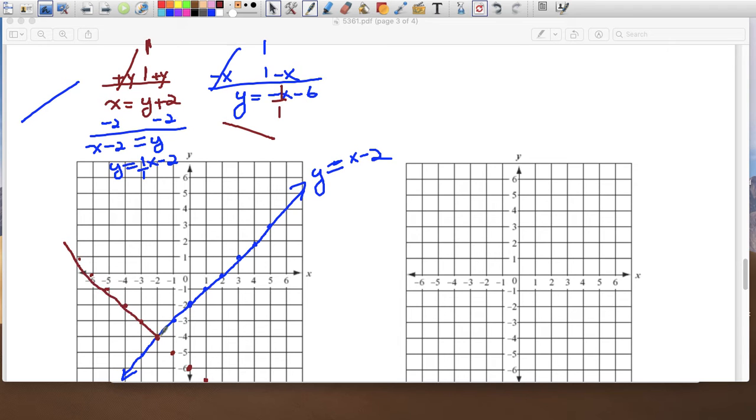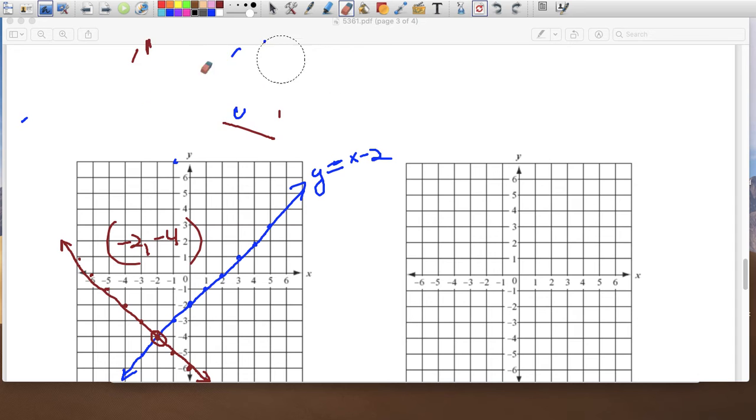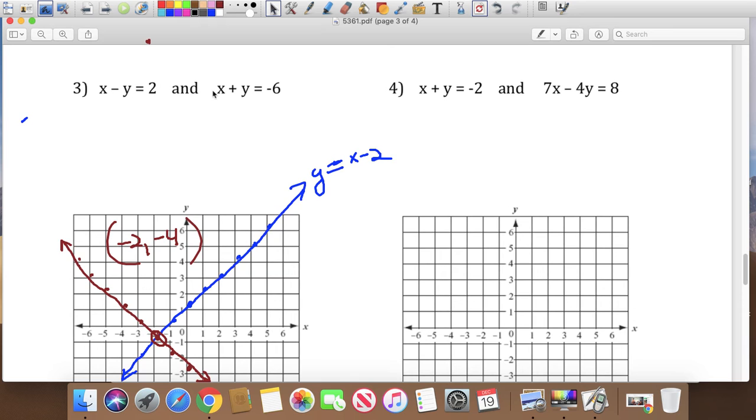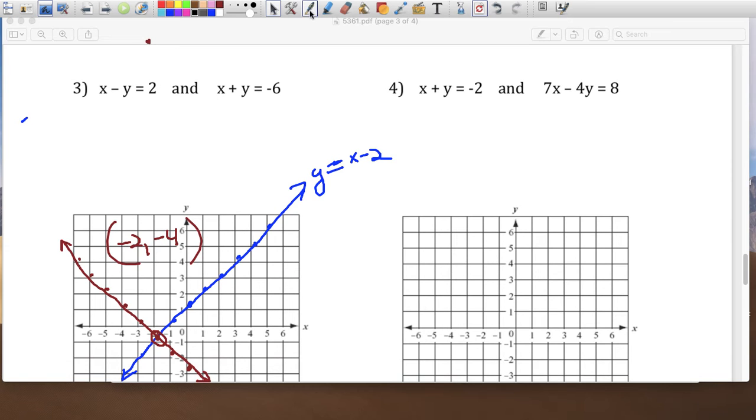So connect that line, and you can see that those two lines meet right here. And that point is (-2, -4). And that should be the solution to our equation. So I'm going to substitute. Back to, let me see if I can scroll back up. No, I can't. And let's substitute. Let's see if it satisfies.